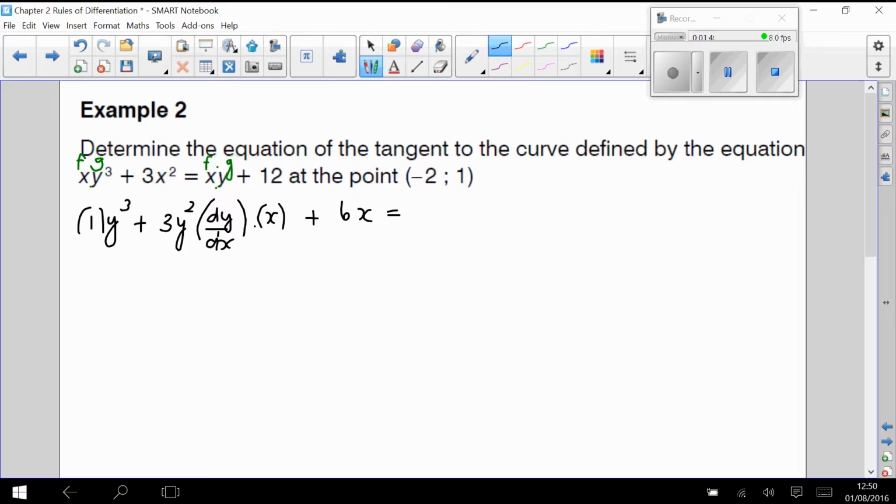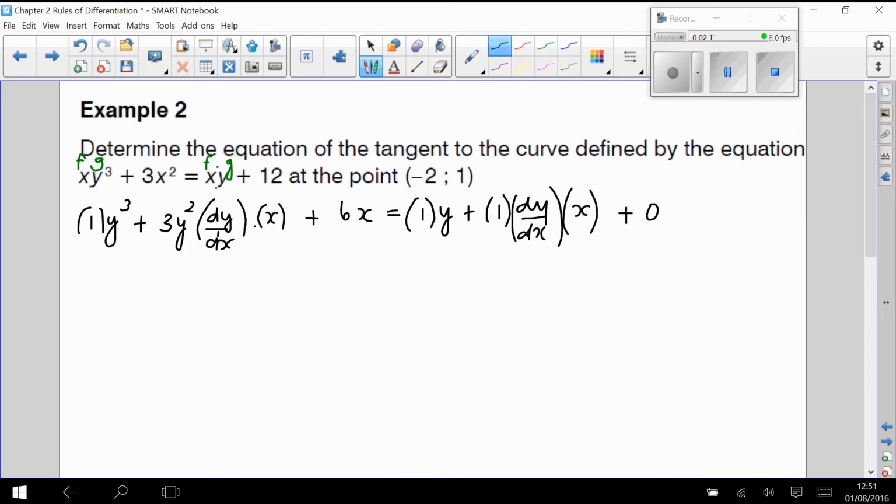Moving on to the right-hand side, and once again using my product rule, the derivative of f is 1, times that by g. Add that to the derivative of g, 1. As y was not my desired variable, I must write dy by dx, and times that by the function f, which was x. The derivative of a constant is always 0.